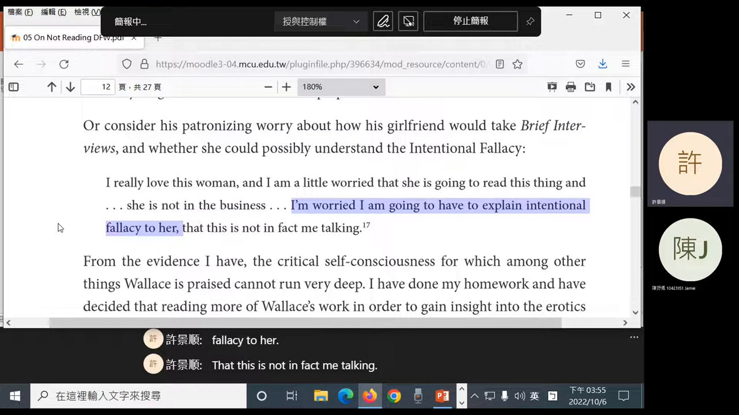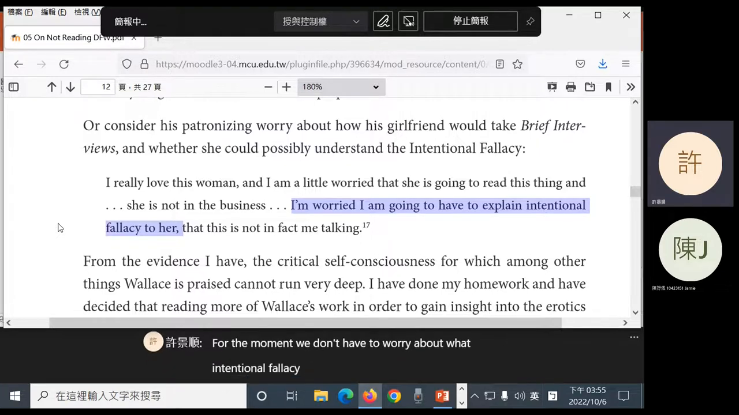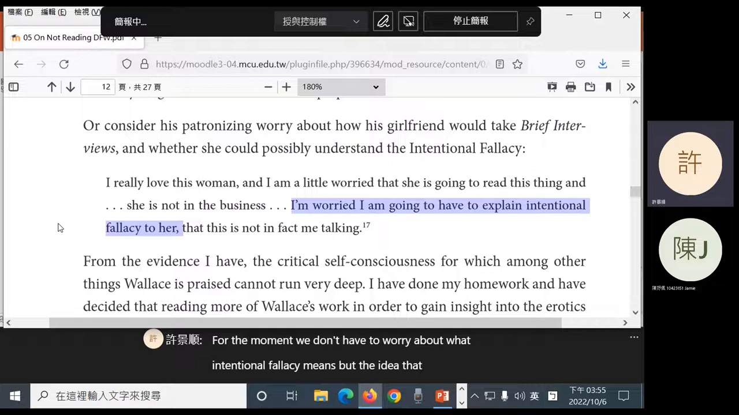So for the moment, we don't have to worry about what intentional fallacy means. But the idea seems to be, as group five points out, that because she is not a professional, she may not understand this idea.